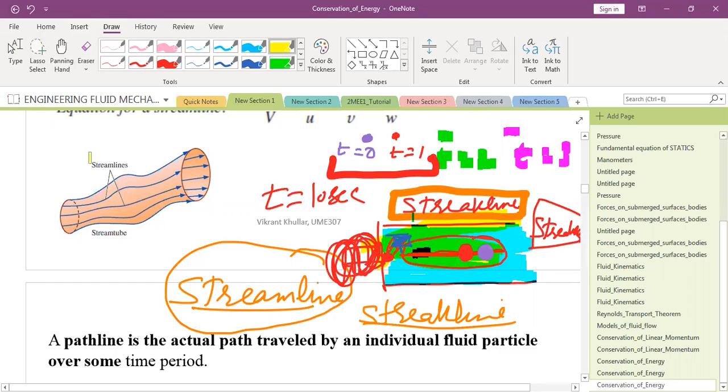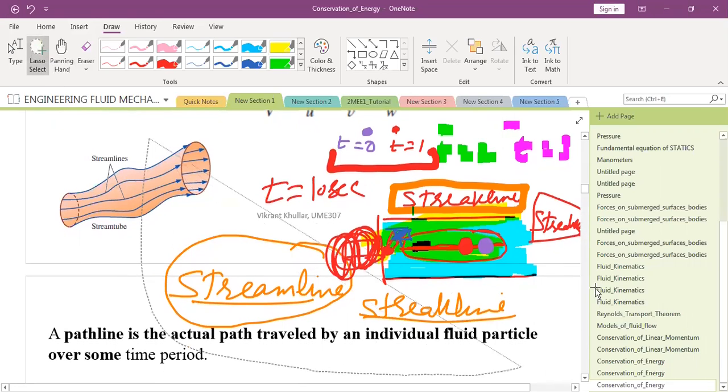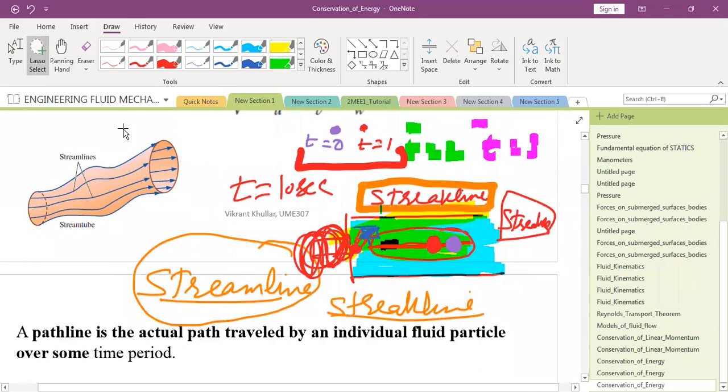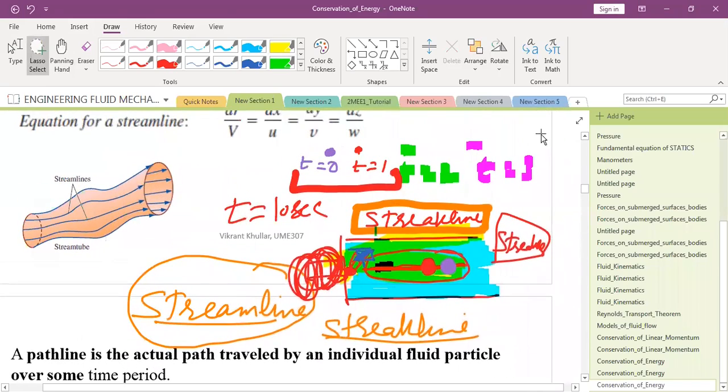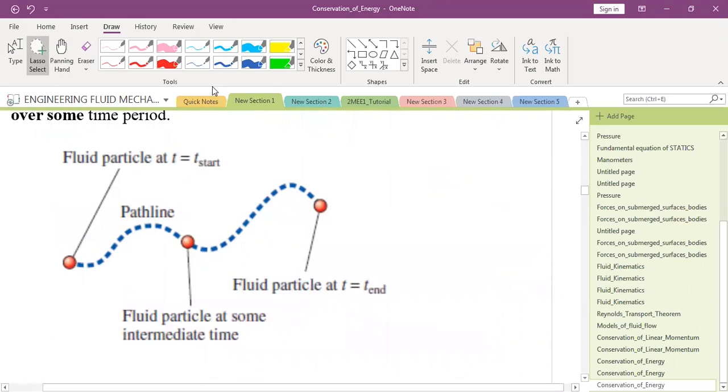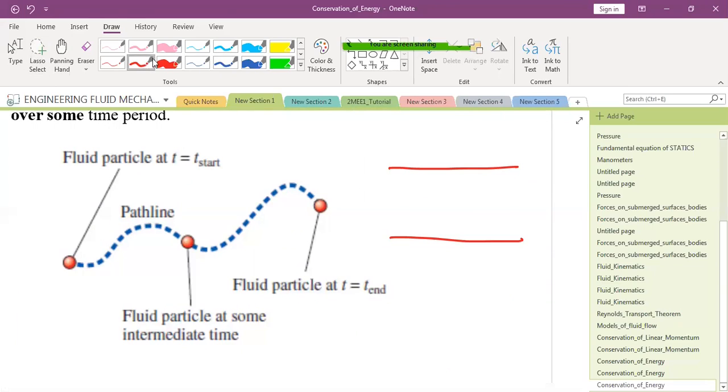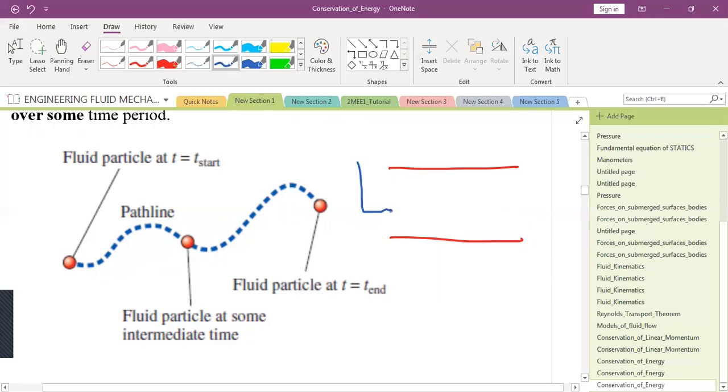Okay, so what about now the last part, the path line? What do you think is a path line? In a path line, I am not interested in whatever is passing through these points, but only in a single fluid particle. If I take this flow and have injected some dye element here, I am tracking this dye element only, how it is moving. Only one element.